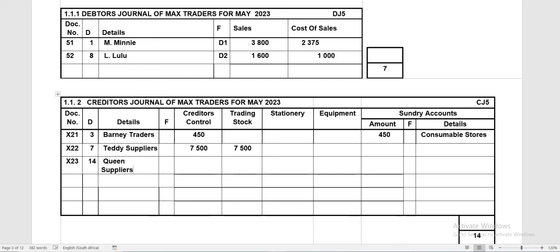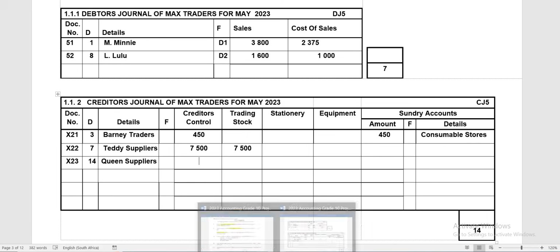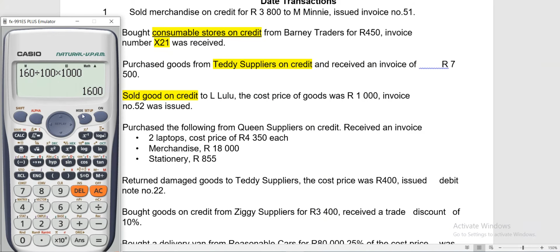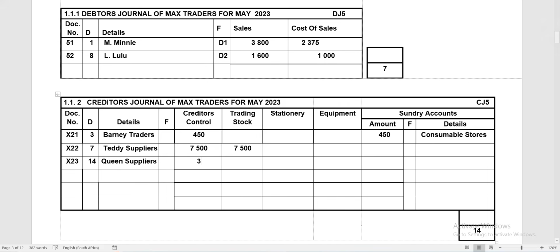We are then going to write the total amount that we bought for on credit. So you'd have to come here and look at this transaction carefully. Let's get our calculator. We bought 2 laptops for 4,350. So 4,350 multiplied by 2 equals 8,700, plus 18,000, and then also plus 855 for stationery, which gives us 27,555.